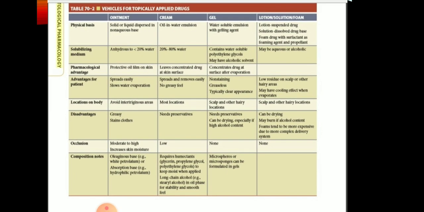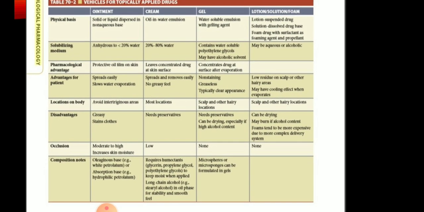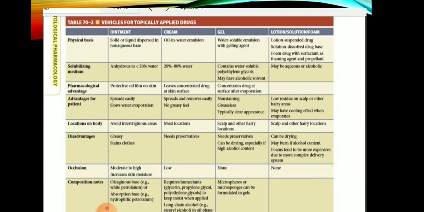In this slide you will see the difference between ointment, cream, gel and lotions being depicted. An ointment is basically a solid or liquid dispersed in a base, whereas cream is basically an oil in water preparation, whereas the ointment is water in oil, but there are exceptions. The ointment and cream can be compared while prescribing in clinical practice.